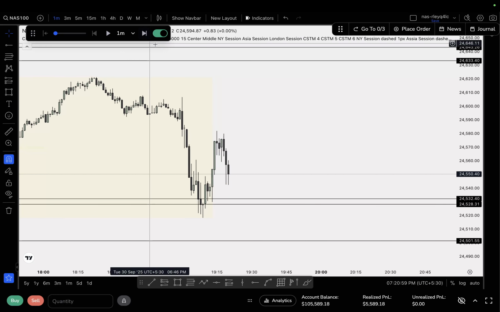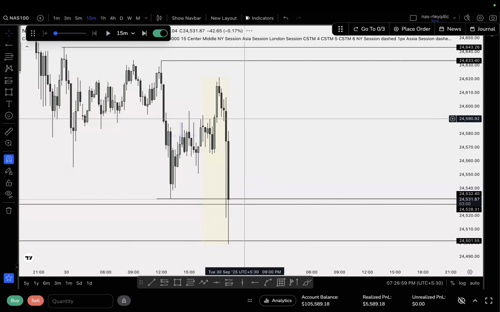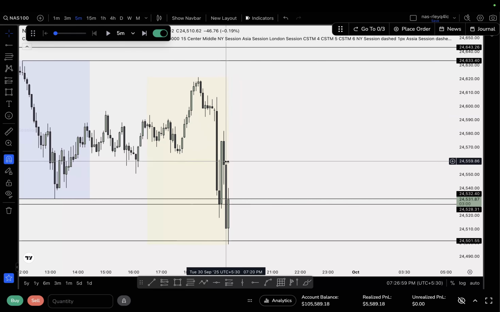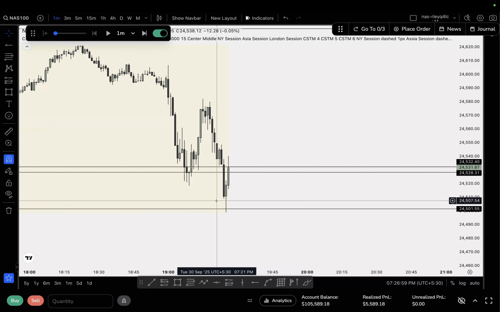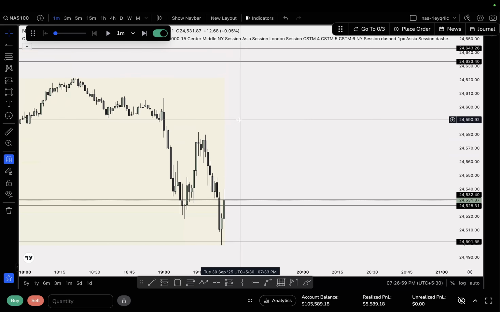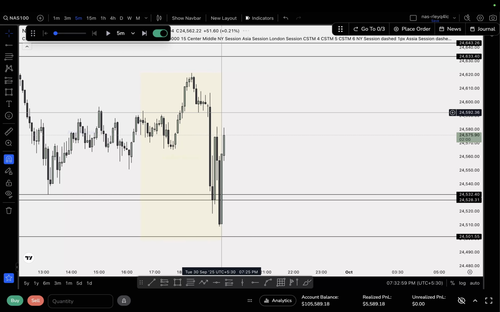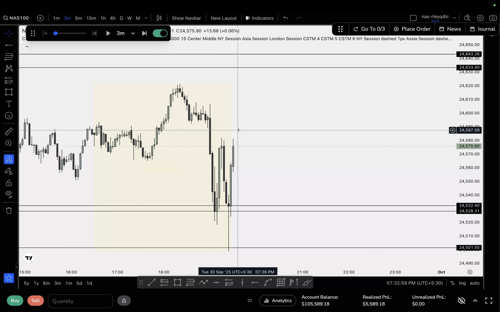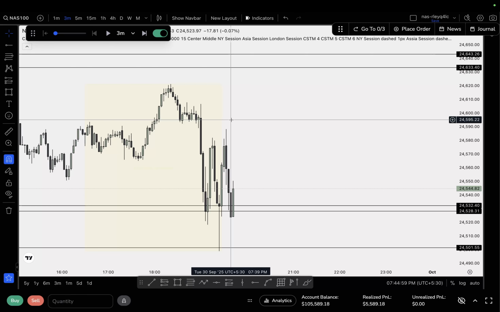Right here we did see some displacement, not good enough. It took out the low also. Did we react somewhere? We reacted on the 5 minute. This candle would have been nice, but it's a negative aura, so I wouldn't have taken that. Okay, 15, 5, 3. I need a good displacement. Not happening.